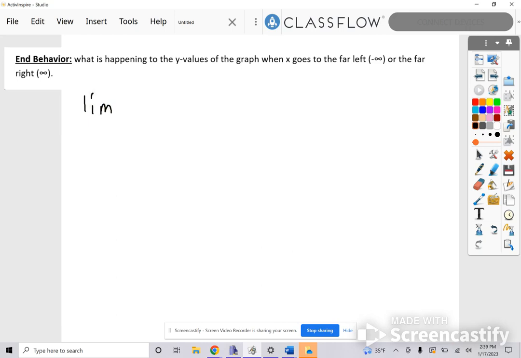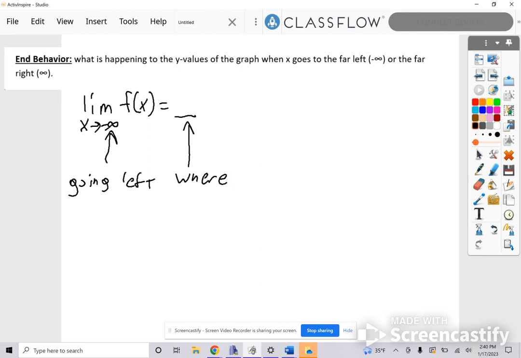So the limit notation says limit of my function as x approaches negative infinity equals something. What this whole thing means is going left. Where does my function go? Now for this year, I will go ahead and tell you it's going to be one of 3 answers: negative infinity, infinity, or does not exist. Those are your only 3 choices for this year.